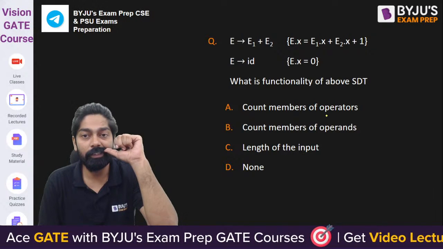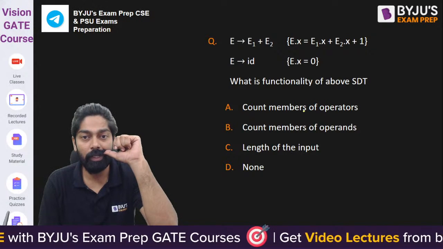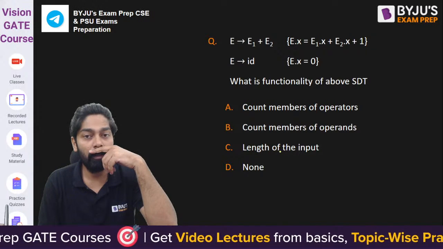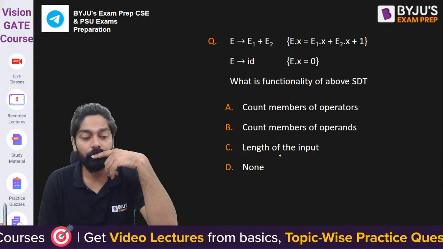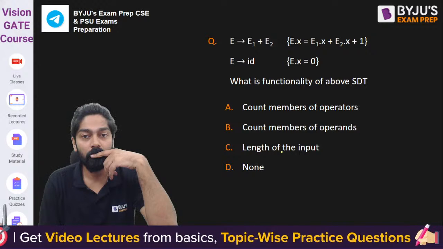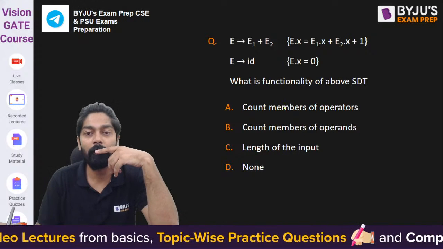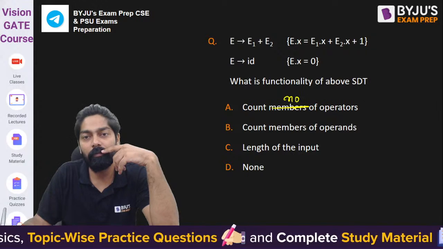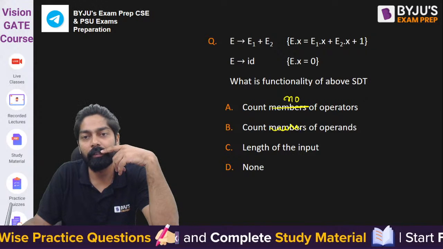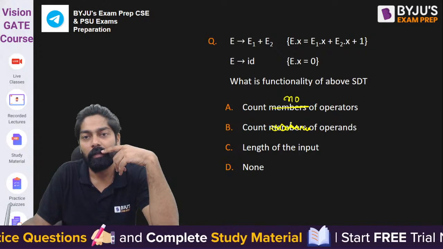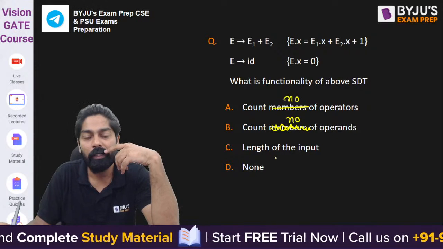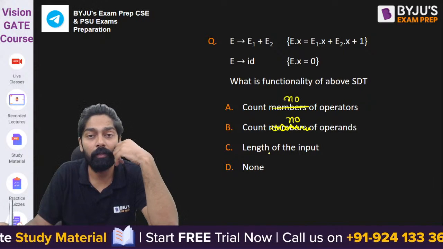What is the answer? It is counting number of operators, or counting number of operands, or length of the input, or none. Not members, counting number of operators. Number of operators, not number members, I think it is misprinted. Counting number of operands. Number of operands, length of the input, or none.